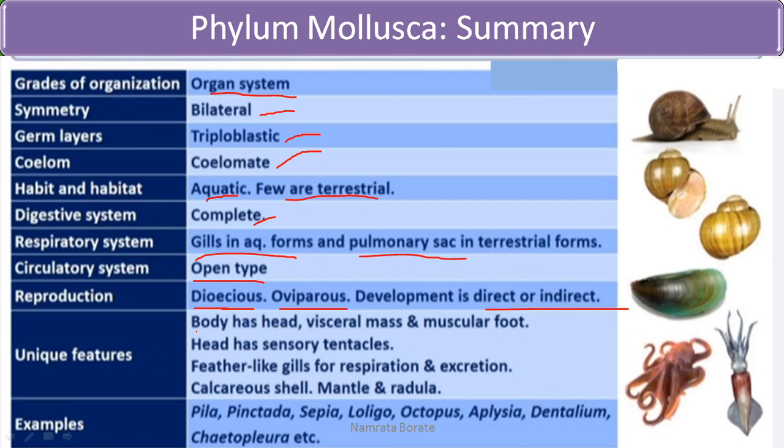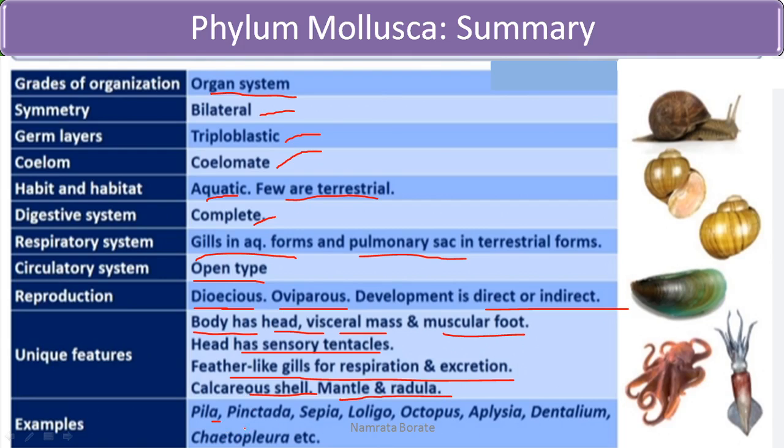What are the special characteristics of the phylum Mollusca? The body has a head, visceral mass, and muscular foot. The head has sensory tentacles. There are feather-like gills, which are used for respiration and excretion. Calcareous shells are present, and there is a presence of the mantle and the radula.